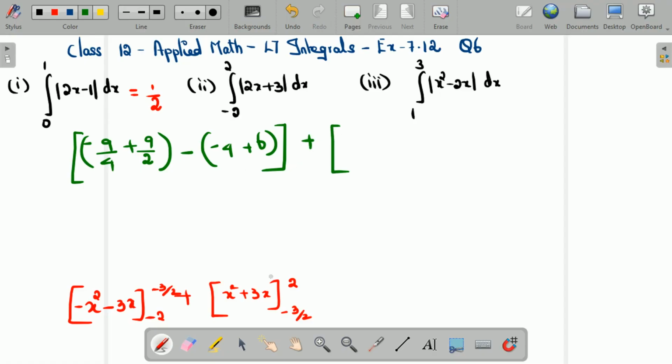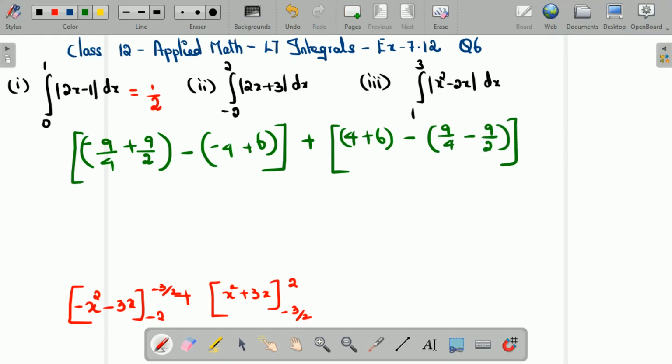So in the second one, the upper limit is 2, so 2 squared is 4, plus 3 into 2 is 6, minus the lower limit. So 3 by 2 minus 3 by 2 the whole squared is either way 9 by 4. Now this is going to be minus 9 by 2.